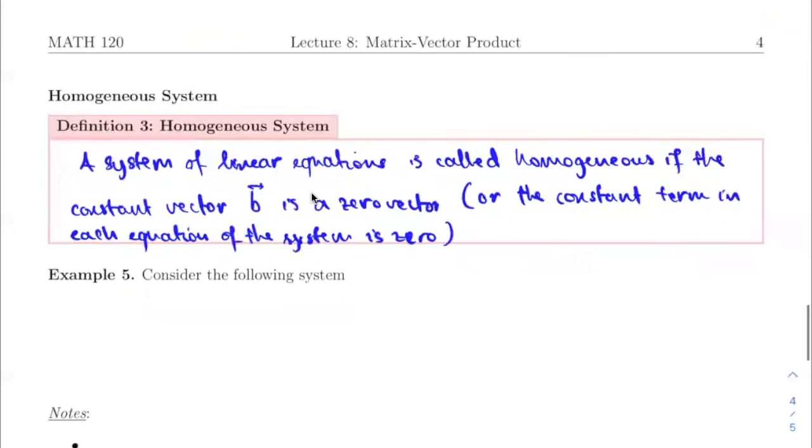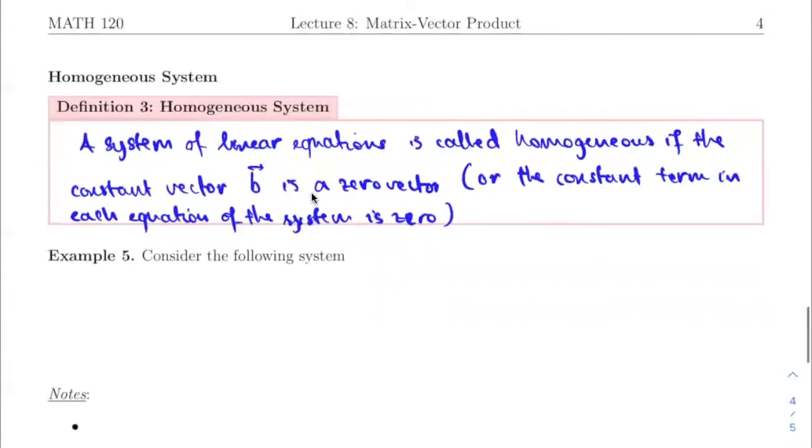So consider the following example. You have the system of the form 2x plus 3y minus z equals 0 and negative x plus 5y plus 2z equals 0. So this is a system of two equations with three unknowns, and you can see that the right-hand side is equal to 0.